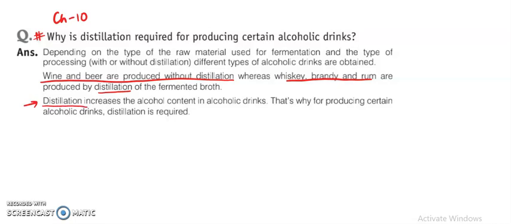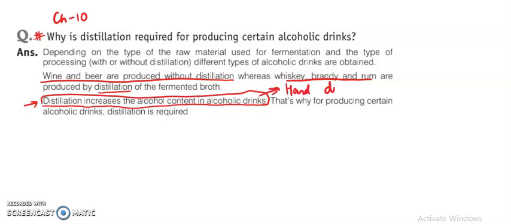So this line here which is written is very, very important. Thus I have picked this answer for you. Distillation increases the alcoholic content in the alcoholic drinks. Remember, alcoholic drinks, they can also come in exam by the name of hard drinks. Okay, so if hard drinks word is given to you, that means they're talking about alcoholic drinks. This is the key word.